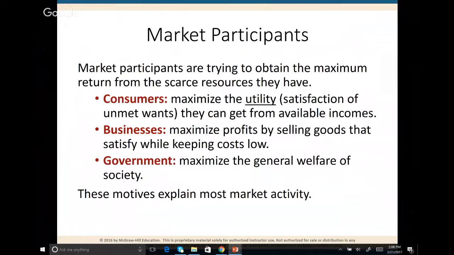For business, the goal is to maximize profit. Whatever they do, this is the bottom line for every company. If you increase your profit, you do it. If you decrease your profit, you don't do it. And then the goal for the government can be argued, depending on who you are, but the general understanding is that they will try to maximize the general welfare of society, to try to make society better. Exactly how depends on which party you're talking about, but the goal is to make sure society is better. All right, so those are the three participants.